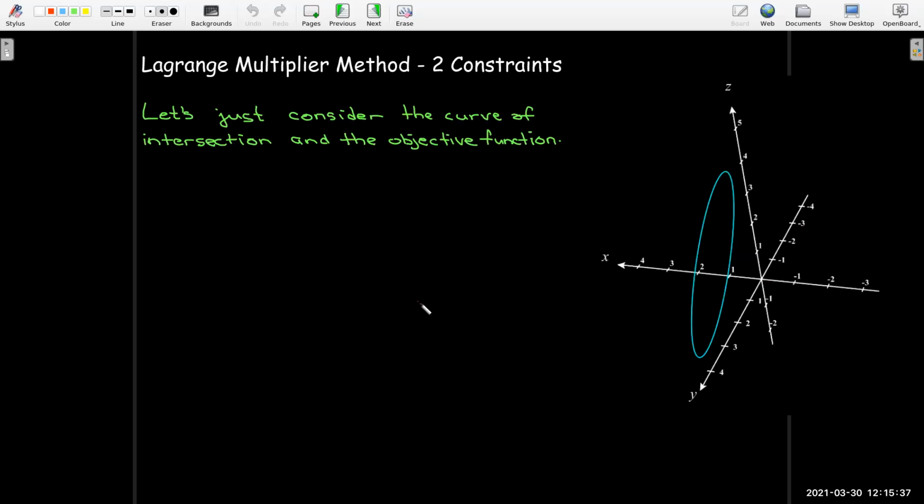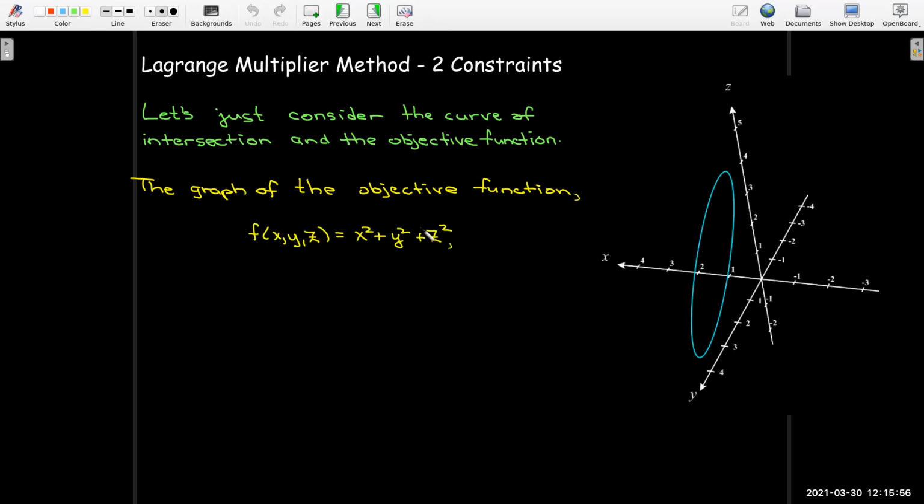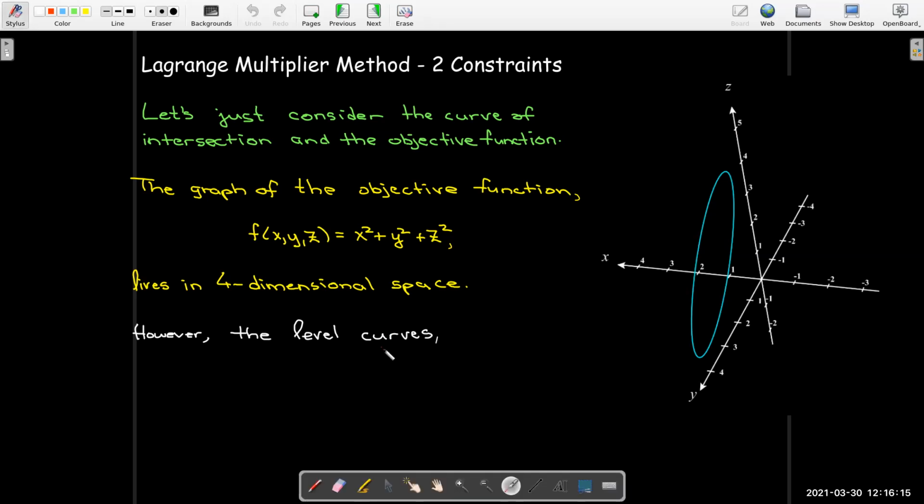All right, now that we've established that, let's just remove the surfaces and look at only the intersection, which is this curve. And let's look at the objective function. The objective function has three input variables and one output variable, so its graph lives in 4D. So we can't sketch it, but we can sketch the level curves. I really wanted to say the level surfaces here. Let me go ahead, I'll have to make some corrections.